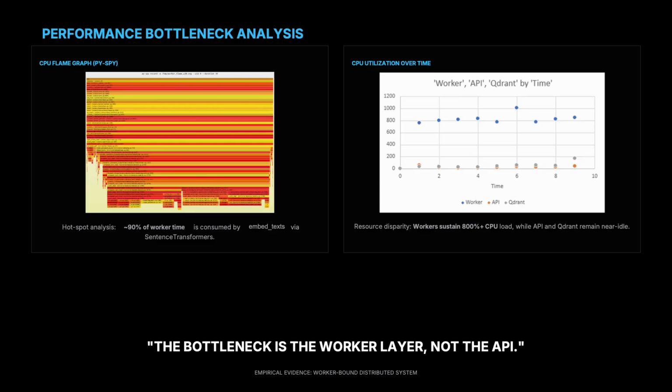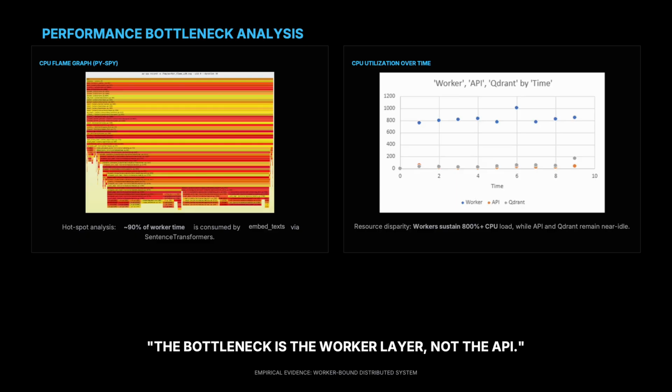On the right, we plotted CPU utilization over time across system components after capturing a Docker stats time series for 20 concurrent users. It showed us a clear resource imbalance. Worker containers consistently reach over 800% CPU utilization, fully saturating all available cores, while the fast API layer and Qdrant vector DB remained largely underutilized.